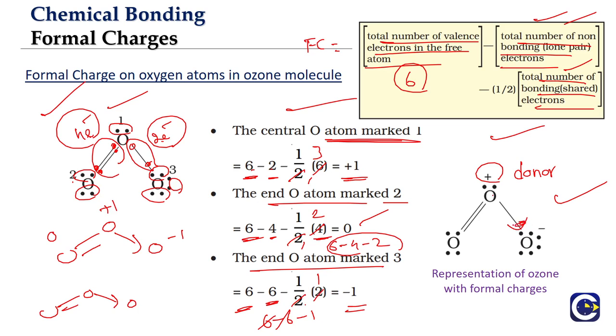What does it represent? It represents that this one is the donor and this is the acceptor. This is the significance of the formal charge. Whenever the formal charges on the atoms are negative, they are acting as the acceptor. Whenever the formal charges are plus, they are acting as donors. This is how we represent ozone with the formal charges.